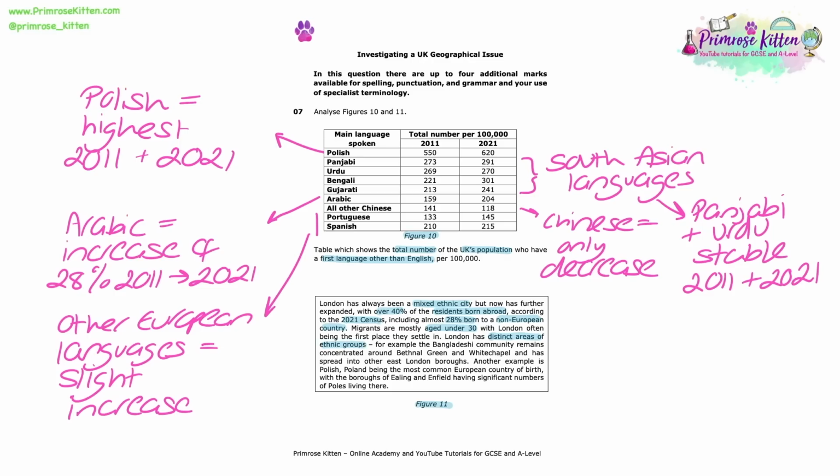For example, the Bangladeshi community remains concentrated around Bethnal Green and Whitechapel, and is spread into other East London boroughs. Another example is Polish, Poland being the most common European country of birth, with the boroughs of Ealing and Enfield having significant numbers of Poles living there.